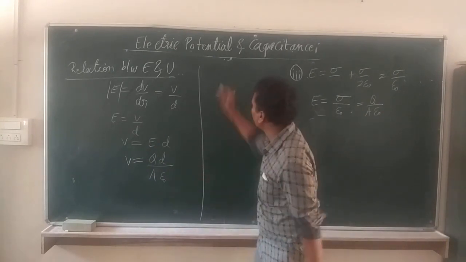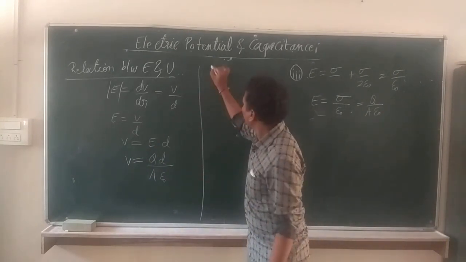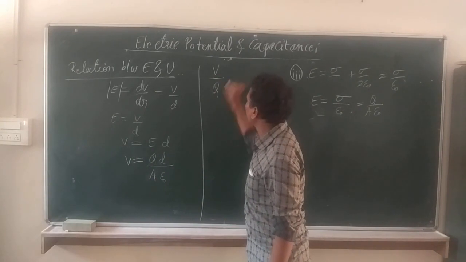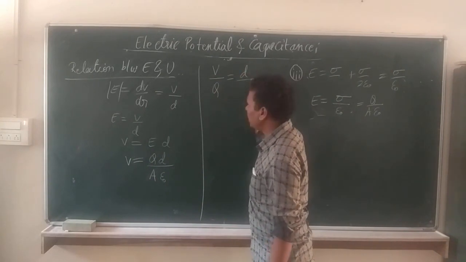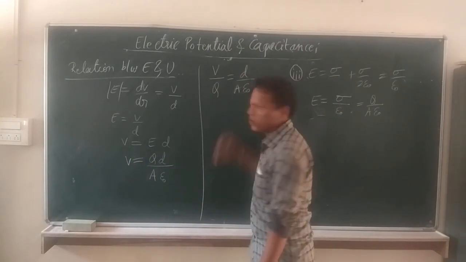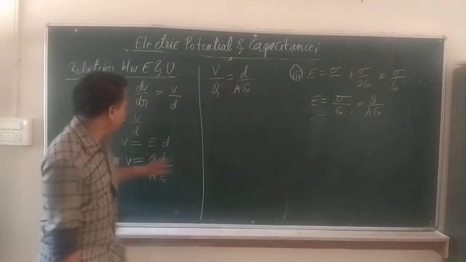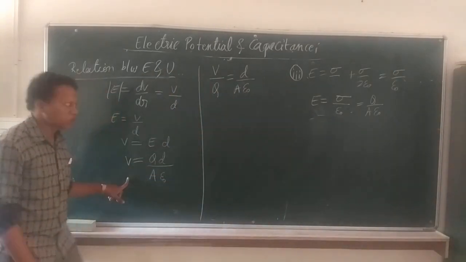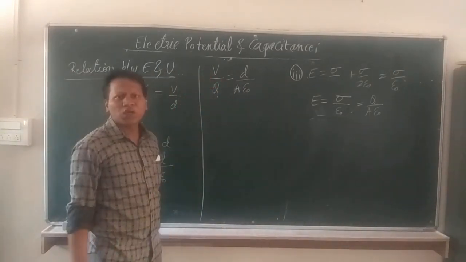Now move on. I'll just modify the term. V divided by Q is equal to D divided by A into epsilon naught. What did I do here? I just shifted Q so that it can become V by Q.